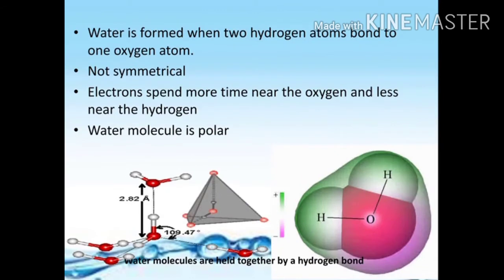Water is a colorless and tasteless liquid. Water is formed when two hydrogen atoms bond to one oxygen atom. Water is not symmetrical. Electrons in the water molecule are near the oxygen atom and less near the hydrogen atoms. The water molecule is polar in nature.